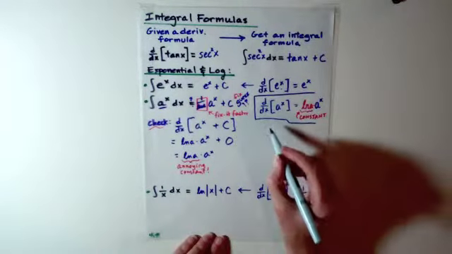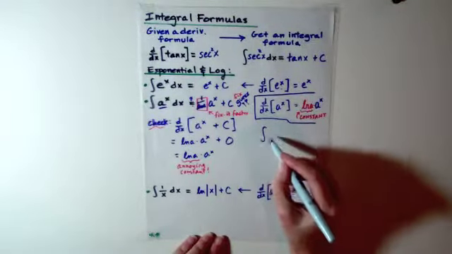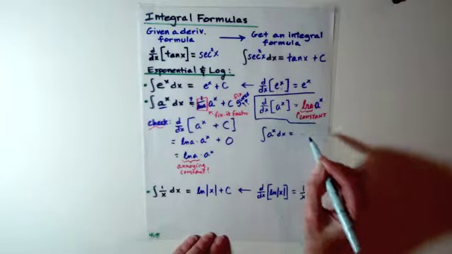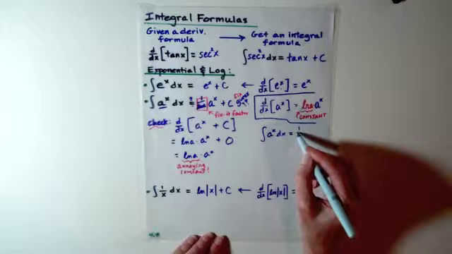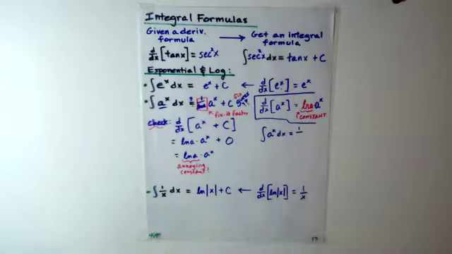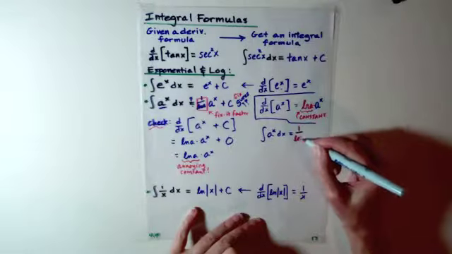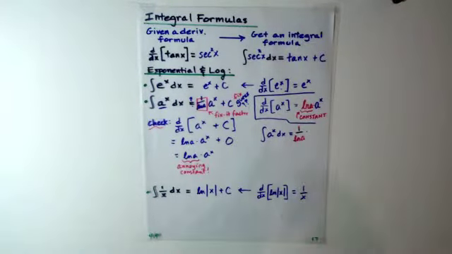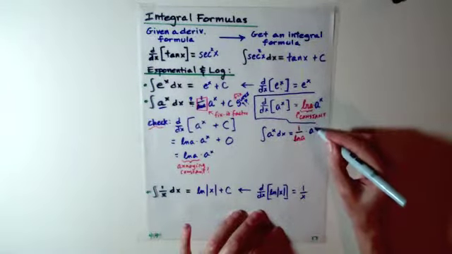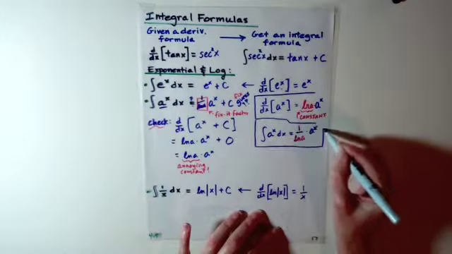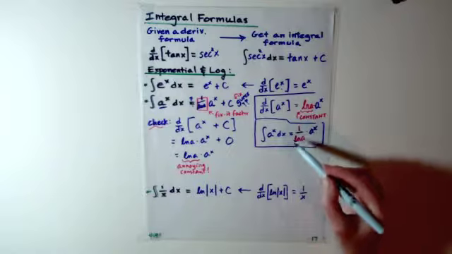So my claim is that the integral formula, the integral of a to the x dx, is not quite equal to a to the x, but it is equal to 1 over ln of a, that number, times a to the x. So that's what I claim is the correct integral formula for the integral of a to the x dx.